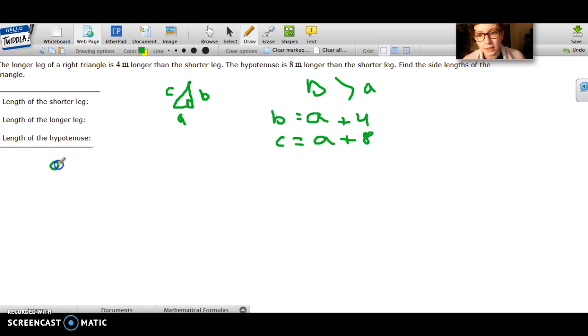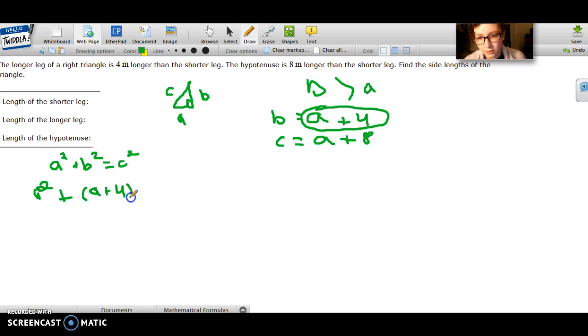So we use the Pythagorean theorem, A squared plus B squared equals C squared. As you can tell, we're going to put in A plus 4 for B and A plus 8 for C, and then solve for A. Since we have two equations that are both in terms of A, if we solve for A, we can find all three values, which is really nice. So we get A squared plus B, which is A plus 4, so A plus 4 squared, equals A plus 8 squared.